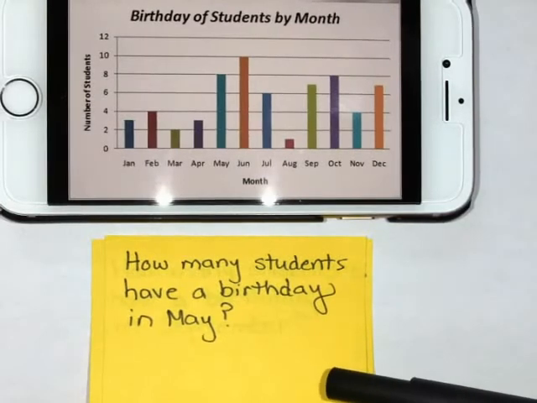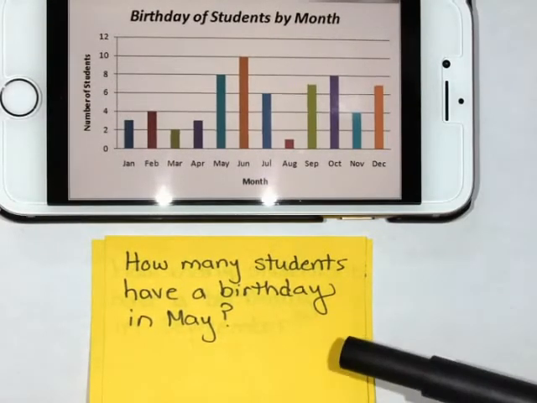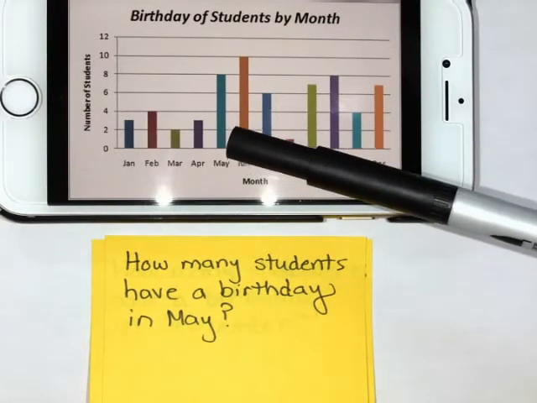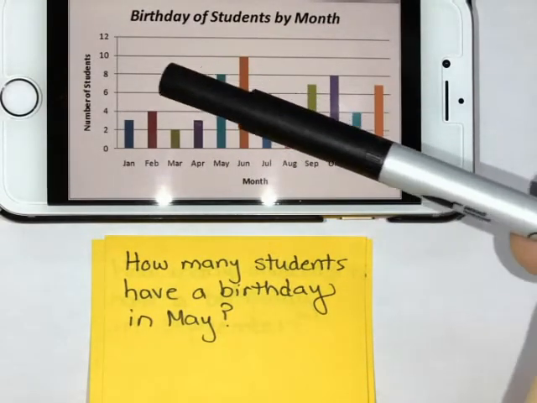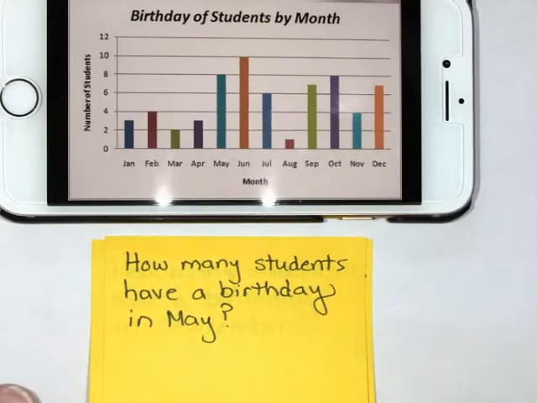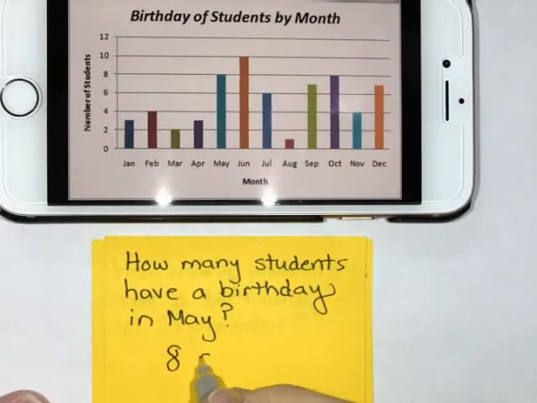So our first question says, how many students have a birthday in May? So I'm going to look for the bar for May, and I follow that up and see that it hits 8. So there are 8 students that have a birthday in May.